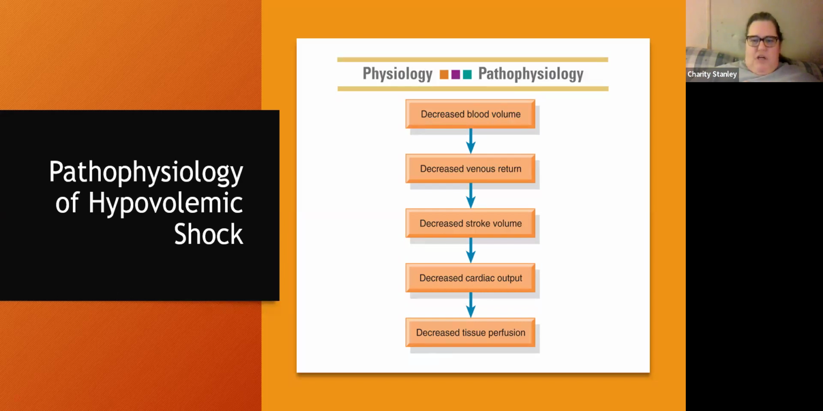So with hypovolemic shock, we have some event that happens that decreases the blood volume. I'm losing blood somewhere. It decreases the venous return, the amount of blood that's coming back through the inferior and superior vena cava back to the right atrium. There's not enough blood, so my stroke volume's decreased. Stroke volume times heart rate is cardiac output. So if my stroke volume's decreased, my cardiac output's decreased. My tissues are being perfused less, and it's this nasty, vicious circle.